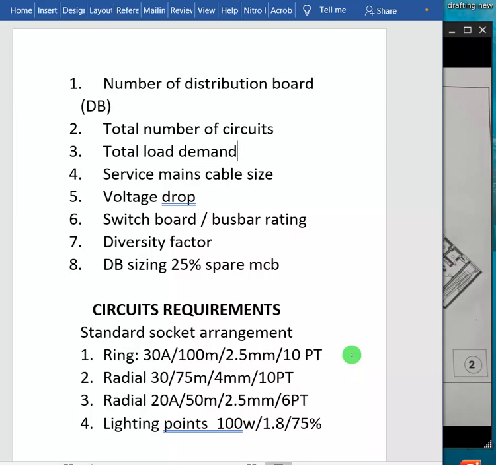All right. So in this particular installation, we are going to choose ring and also choose one radial. We're going to use one ring circuit, then the rest can be radial. But for you to choose whether you are using ring, or radial 1, or radial 2 depends on the arrangement of your installation. Okay, so let's go back to the floor and discuss.